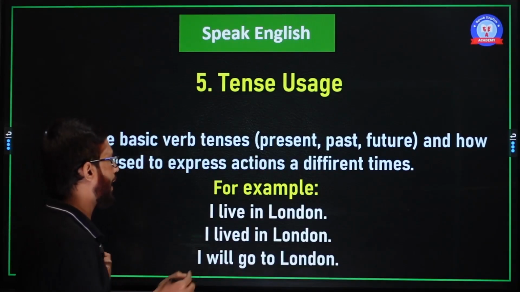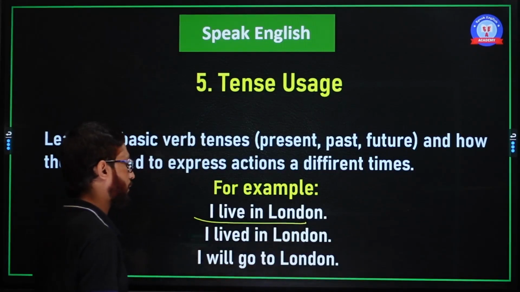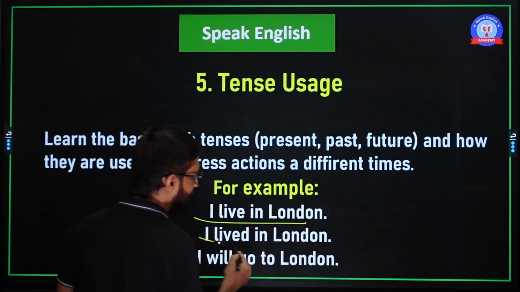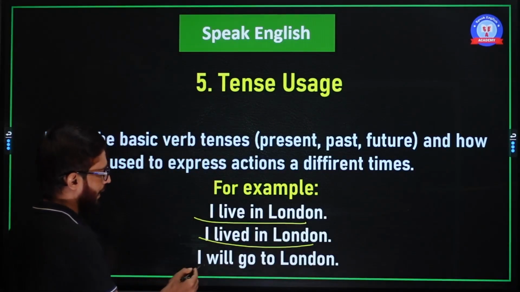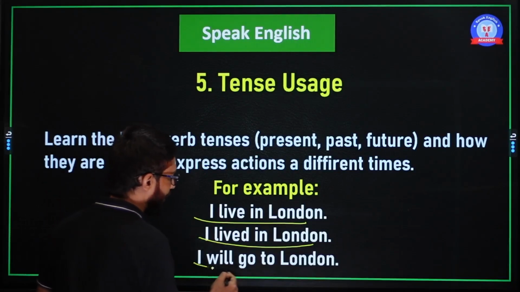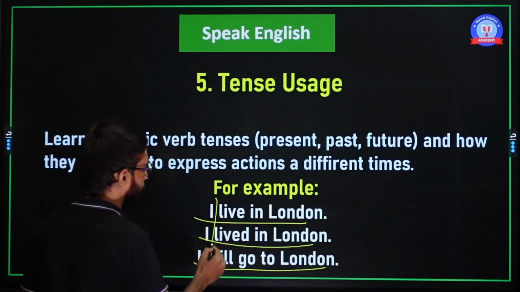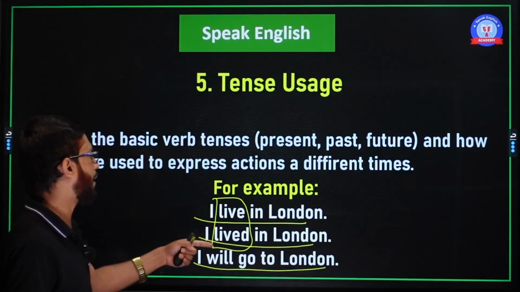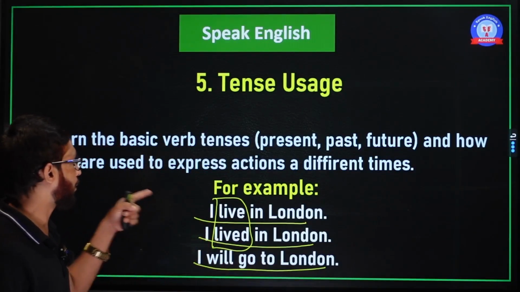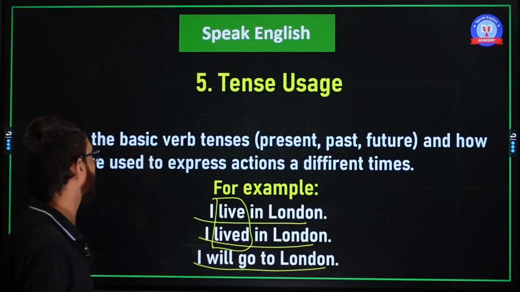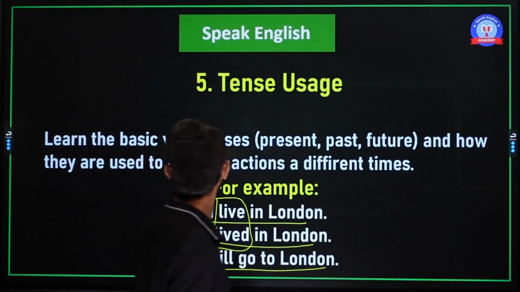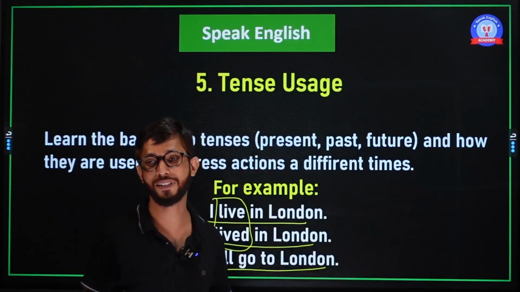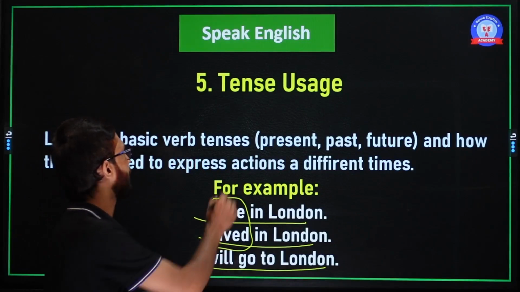Suppose I say I live in London, and I lived in London. And another sentence is I will go to London. So what's the difference between this live and this lived? If we want to learn the differences of these sentences, we have to learn the basic verb tenses and how they are used to express actions in different times, right? Okay.